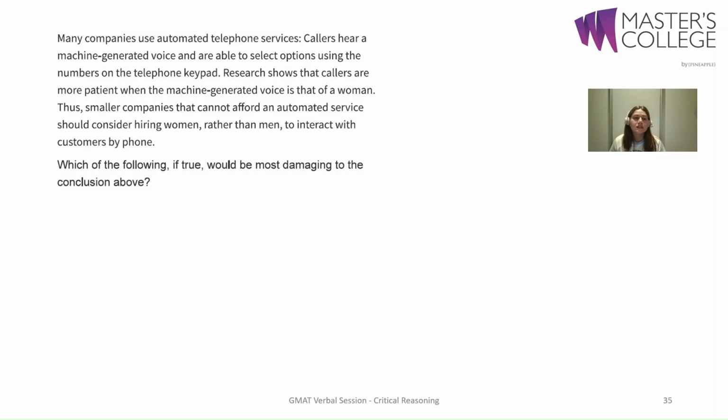So, the first step is to read the question and try to identify the type of question that we're dealing with. In this case, it says, which of the following, if true, would be most damaging to the conclusion above. Now, this is a question that belongs to the assumption family. More specifically, this is a weaken type of question.